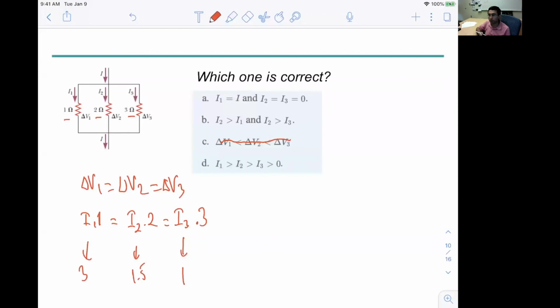So what you see is when you have parallel resistors, the current is going to prefer to go to the lower resistance, which actually makes sense, right? Until you see the same potential. That's what's happening here. So A is wrong, B is wrong, and the answer is going to be D. I1 is larger than I2 and larger than I3, and they're all larger than 0.